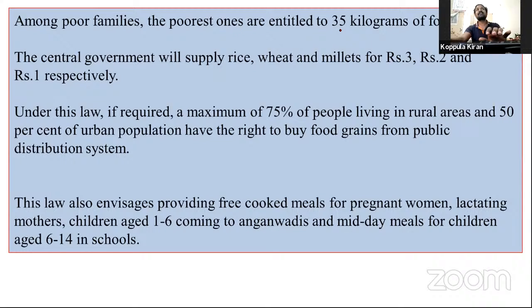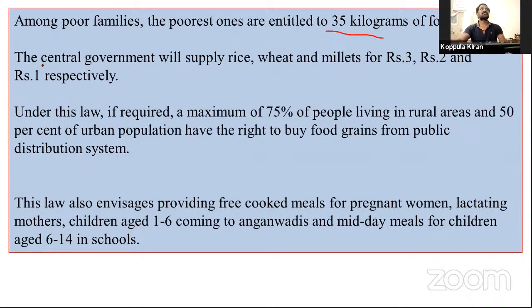Among poor families, the poorest ones are entitled to 35 kilograms of food grains. See this? There are different kinds of ration cards available, for the poor and the poorest. Every family is limited to a maximum of 4 or 5 persons. 4 persons, 4 into 5 kilograms, 20 kilograms only. But the poorest families get 35 kilograms of food grains. They have the Antyodaya card. See this?